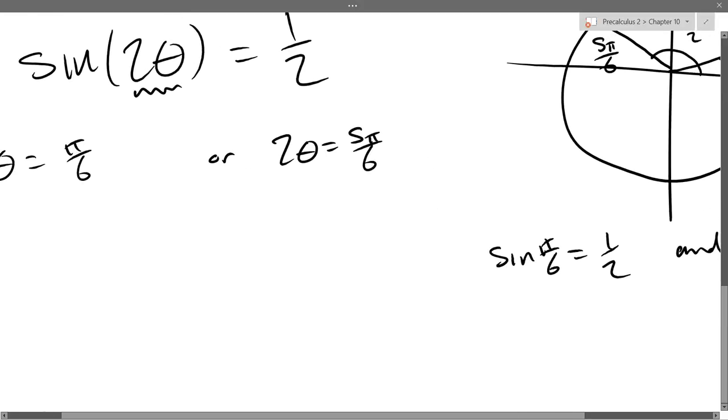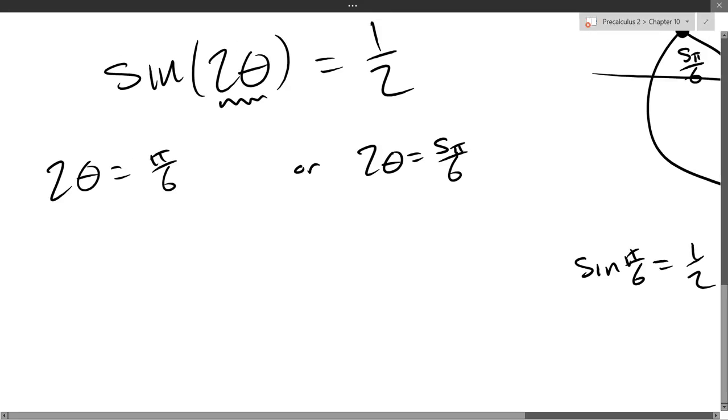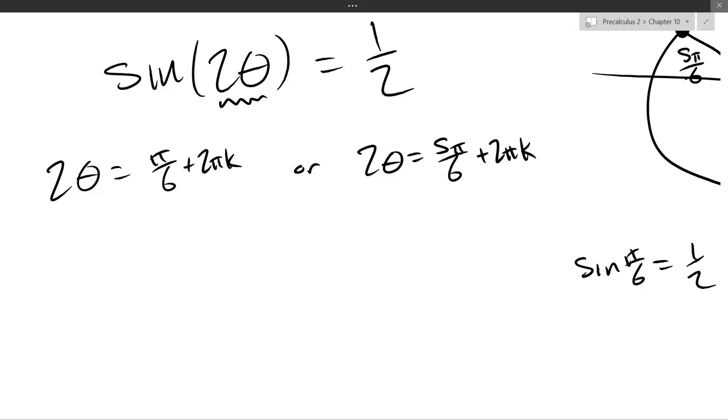Now, can I add a full rotation to pi over 6 and have the same sine value? Yep, so I can add full rotations to either of these two. So I got plus 2 pi k, plus 2 pi k, and at the end I'll write k as an integer. You only need to really write that one time. All right, so this is almost solved. This is solved for 2 theta. Now the easy part, how do I solve for just theta?